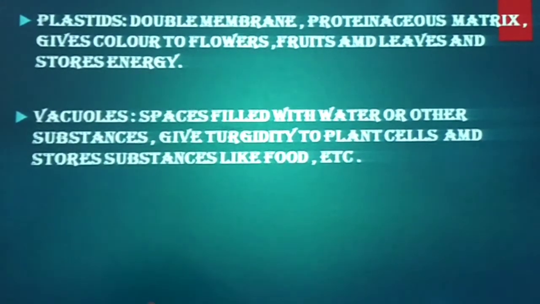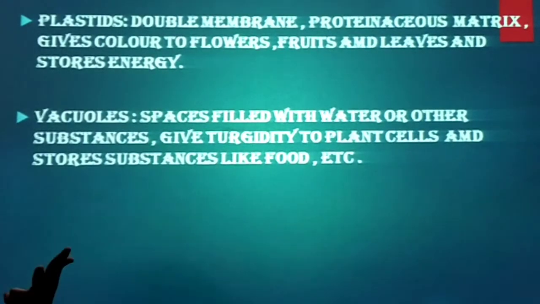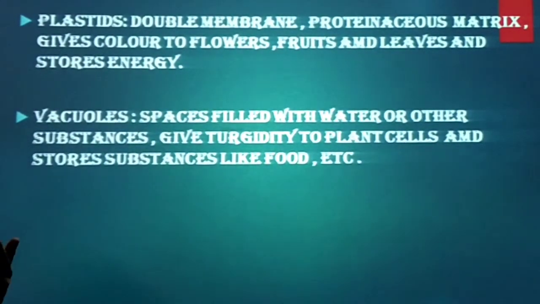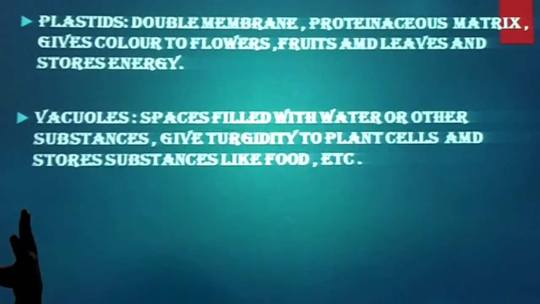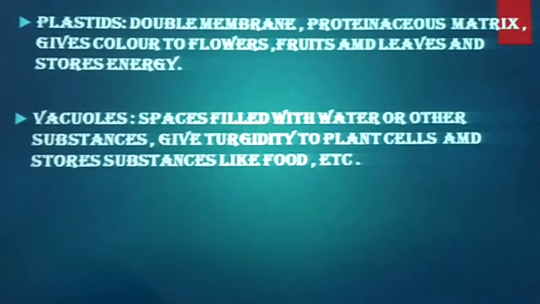Plastids are of three types, that is leucoplast, chloroplast and chromoplast. These plastids have different color imparting roles, different types of color they impart to the parts of the plant.